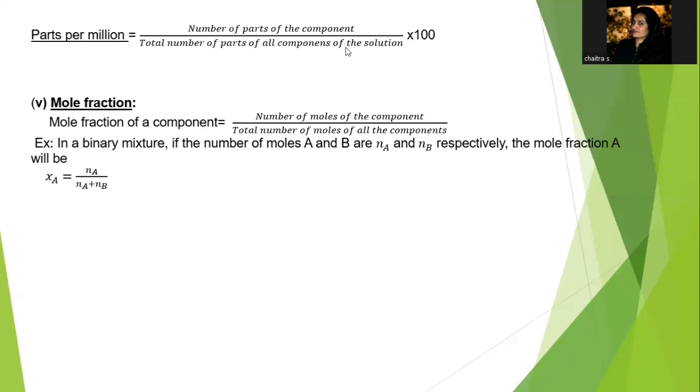The next one is the mole fraction. The mole fraction of a component equals the number of moles of the component divided by the total number of moles of all the components. Example, in a binary mixture, if the number of moles of A and B are Na and Nb respectively, the mole fraction of A will be Xa equals Na divided by Na plus Nb. This is the formula.